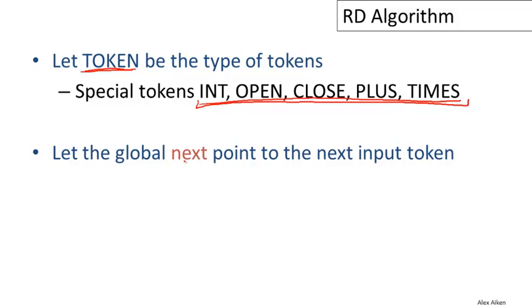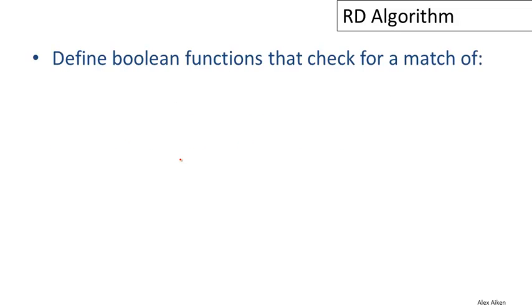And then we're going to need a global variable called next that points to the next token in the input stream. And if you recall from the previous video, we used a big arrow to point into the input to indicate our current position. The global variable next is going to play the same role in our code. So let's begin. The first thing we're going to do is define a number of Boolean functions.